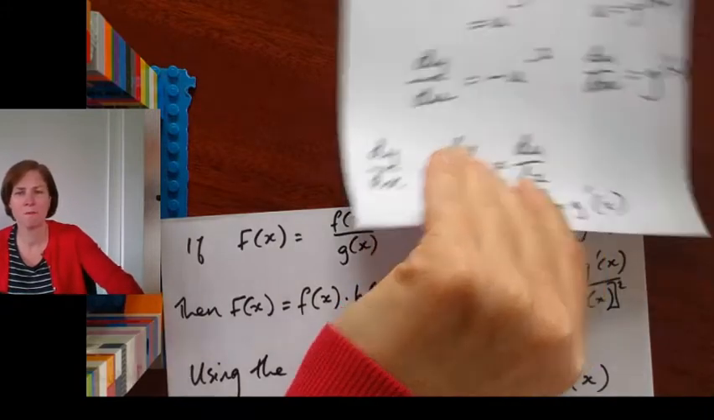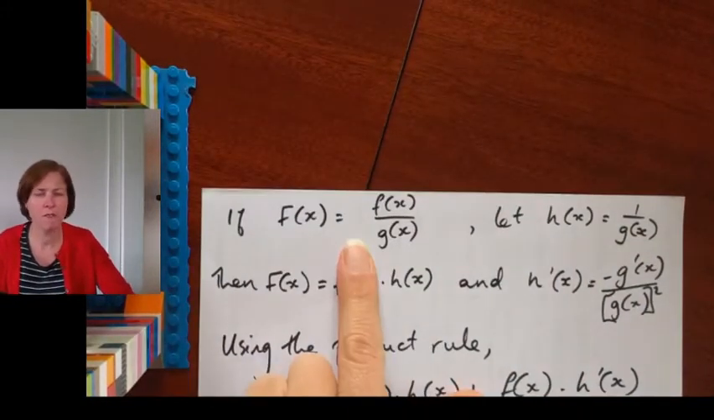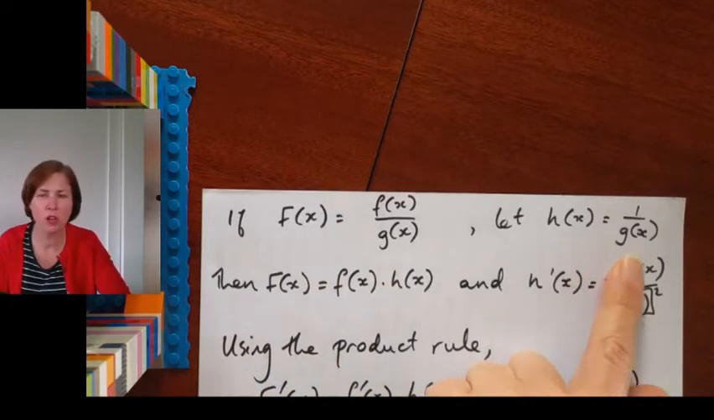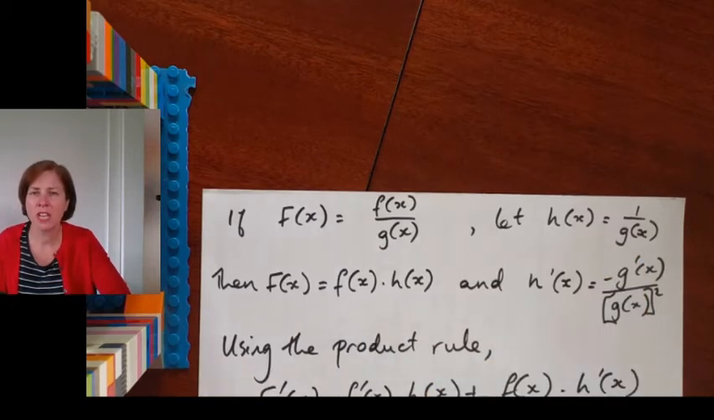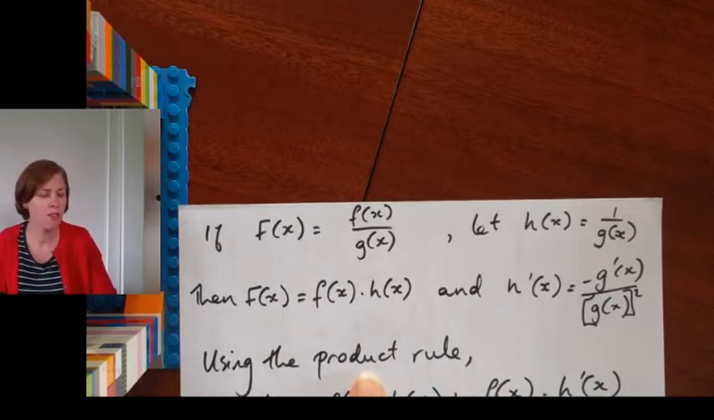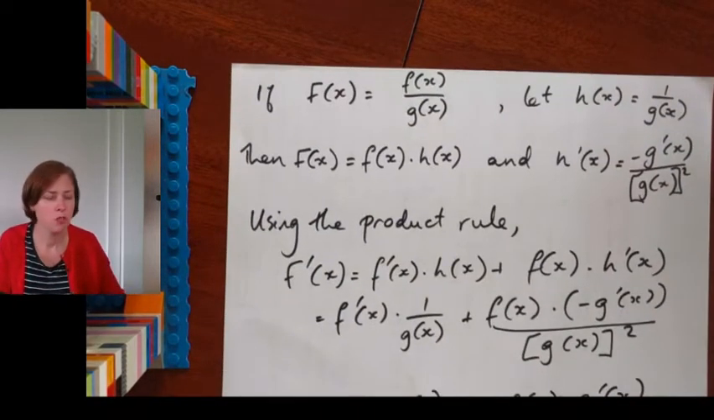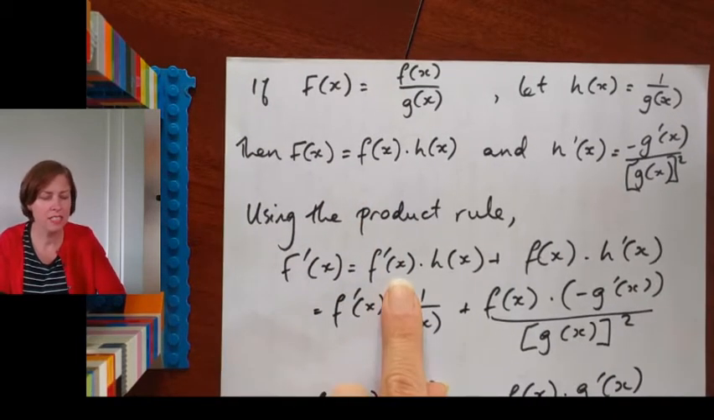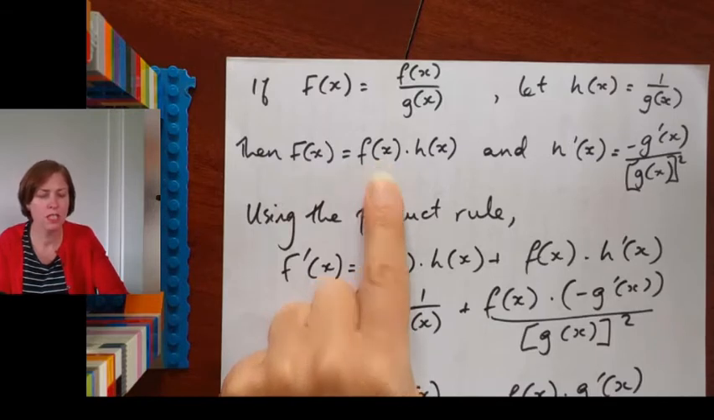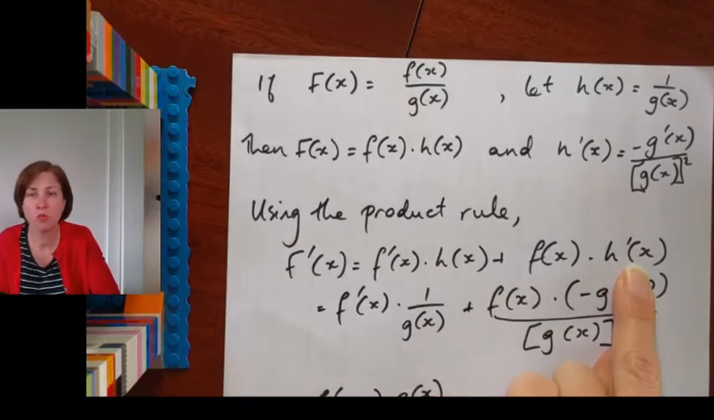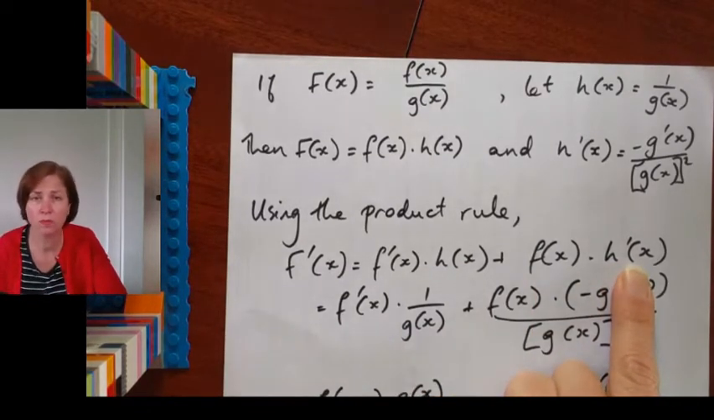So let's remember where we were up to. I've defined F of x as this quotient function, but then I've defined a new function h of x, which is 1 over g of x. So if h of x is 1 over g of x, that's the derivative of h of x in terms of g and g dash. I'm now going to use the product rule to find the derivative of my original function. So if F of x is this, then F dash is the derivative of the first function times the second function plus the first function times the derivative of the second function. That's my product rule, okay?